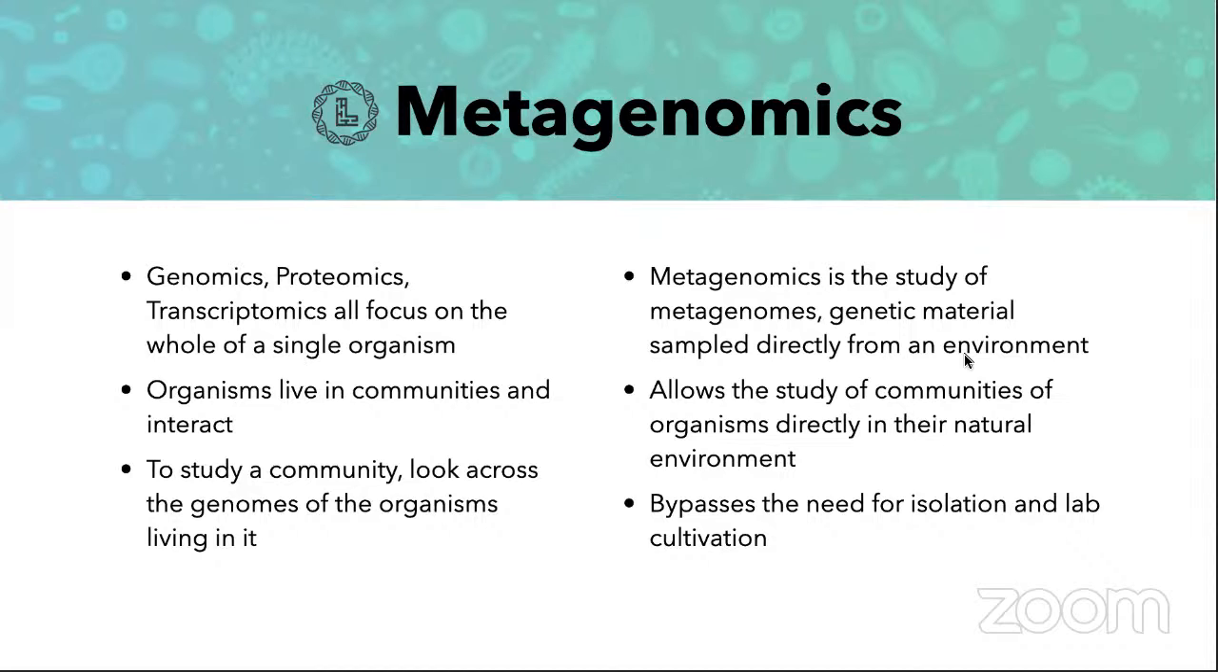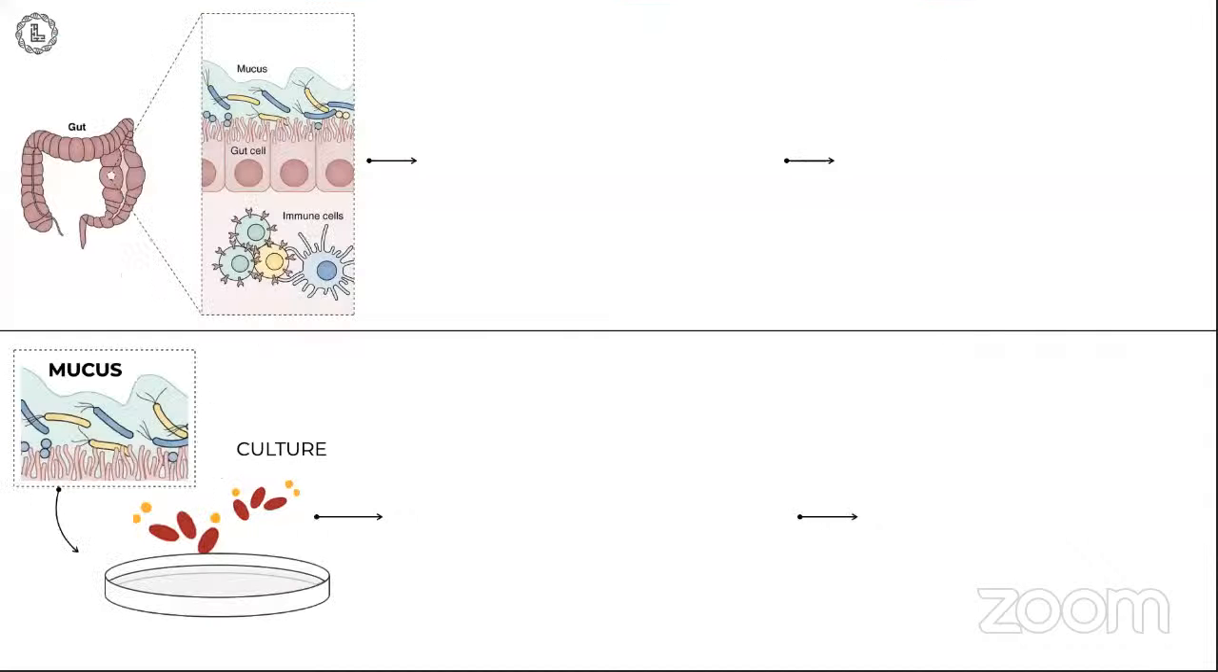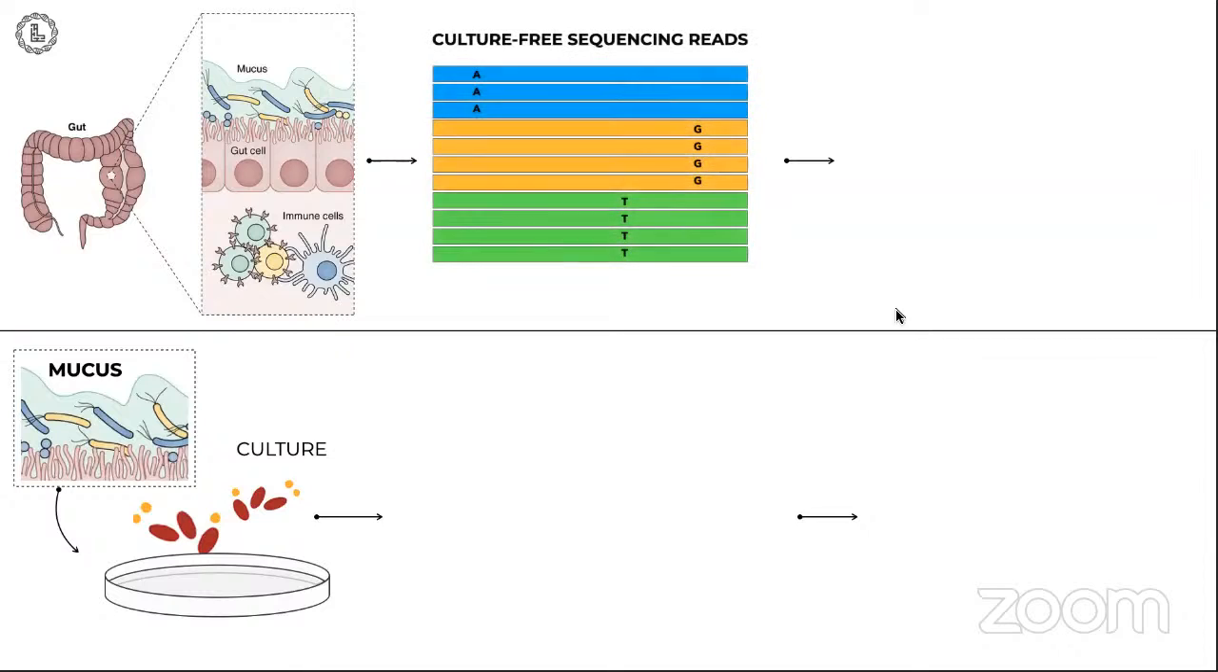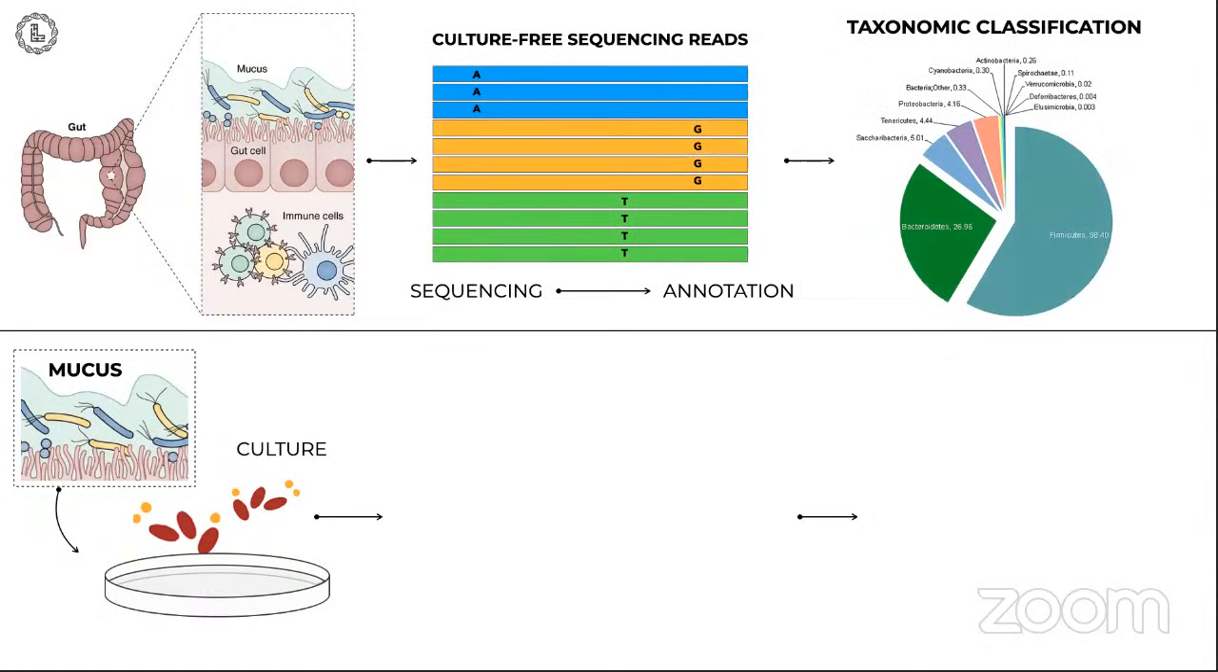So there are 2 major approaches to metagenomics. We can look at environmental or culture-free sequencing. And culture-free sequencing allows us to organize all of the genomic data into operational taxonomic units and then look at taxonomic classification, or how the proportions of different taxonomies can describe the population.